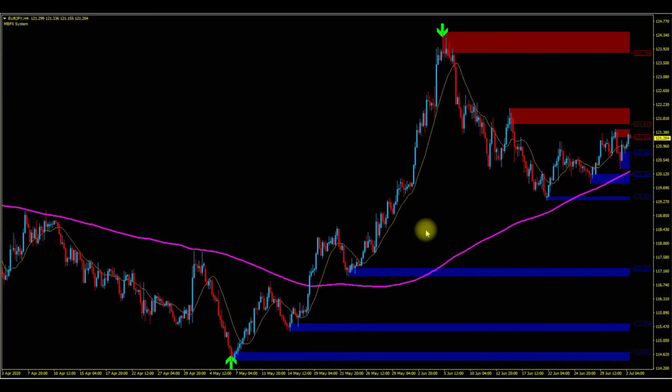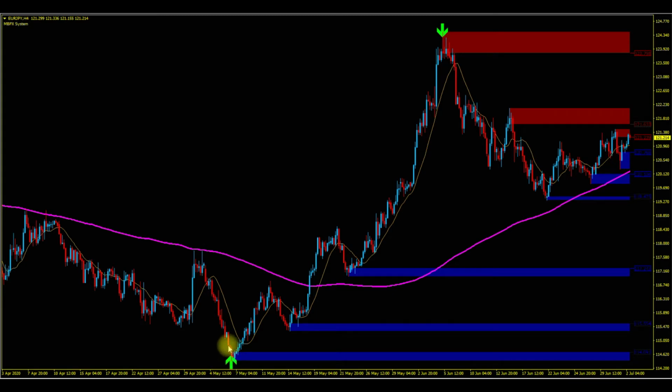But for this strategy, we're just going to use the support and resistance indicator, and the red bar here represents resistance and the blue bars represent support. And now our second indicator that we use is the trend indicator, which are these arrows at the bottom here and this arrow at the top here.